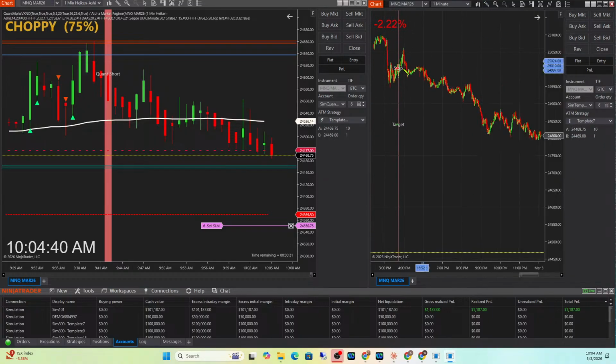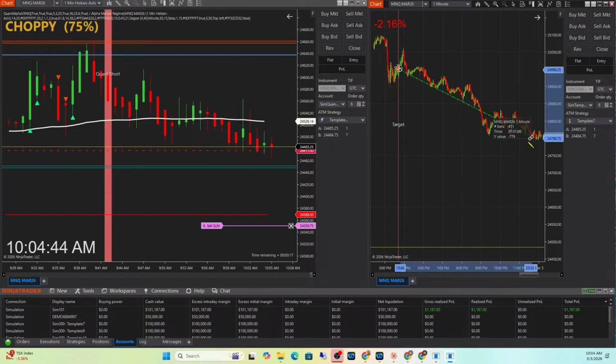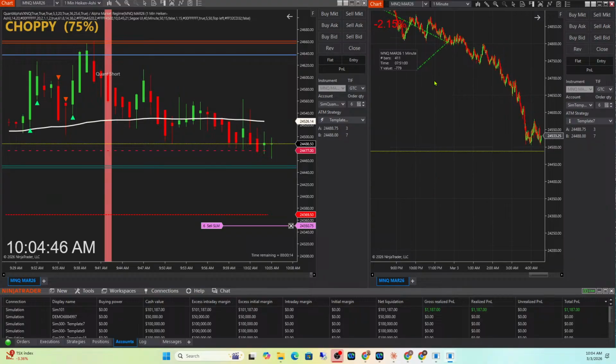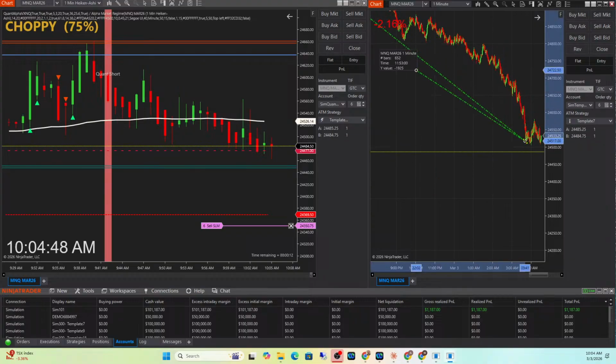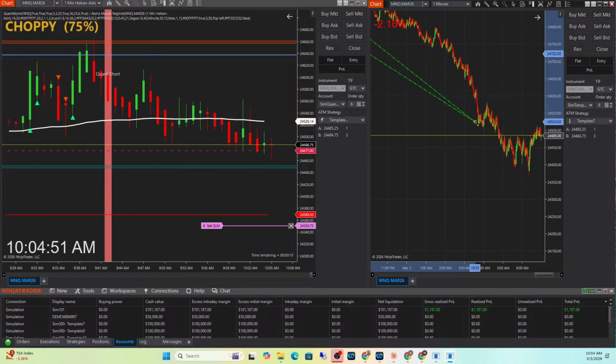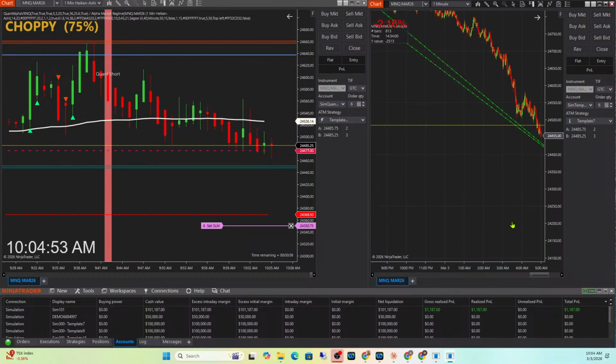Since I take some profit in this trade. I took this trade yesterday, by the way. I take some profit in this trade. So look at this. That's crazy, man. 2,513 ticks.